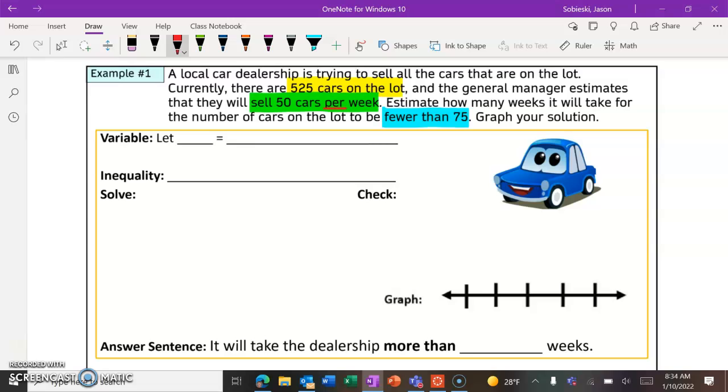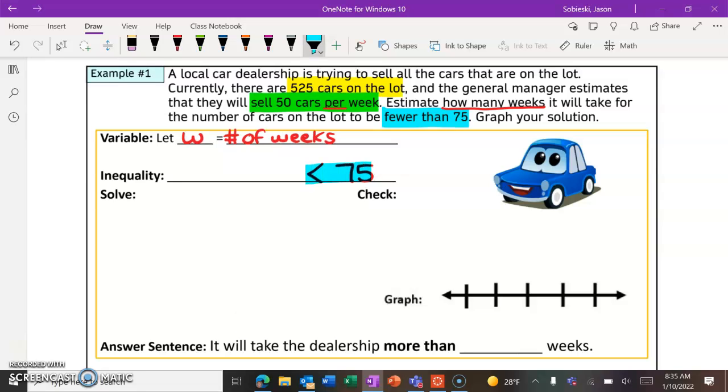So what we're looking for is the amount of weeks. So again, it says how many weeks. So we're going to say let W equal the number of weeks, right? That's our unknown. That's what we're solving for. And now we have to take this information that they gave us and write an inequality from it. So we know that it says fewer than 75. So another way to say fewer than is less than. So we're going to say something has to be less than 75, right?